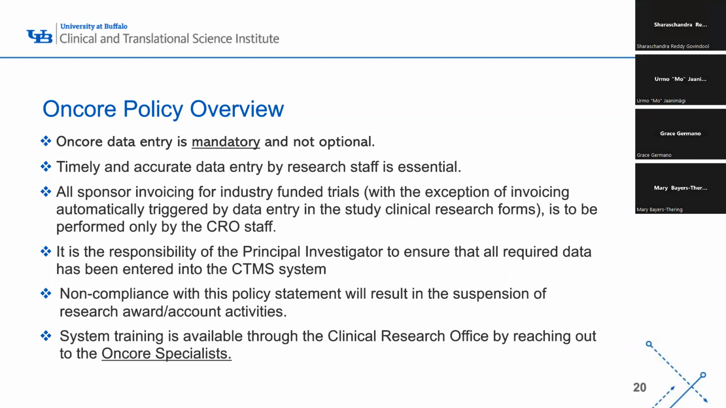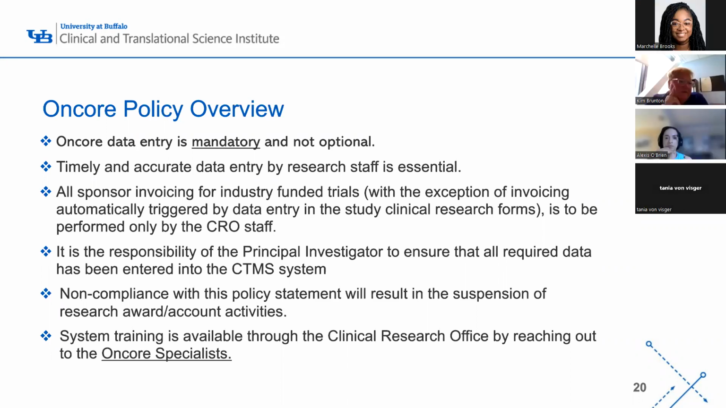Non-compliance with the policy statement will result in suspension of the account activities. What that means is that they still may be sending in money, but your budget is not going to be increased to have those funds available to you if we cannot reconcile it. So if we get a check for $25,000 and we have no idea what it's for, we cannot increase your budget until we know what that's for, which means the data has to go in there. So again, keeping it up to date, keeping it timely is really helpful when that money does come in.